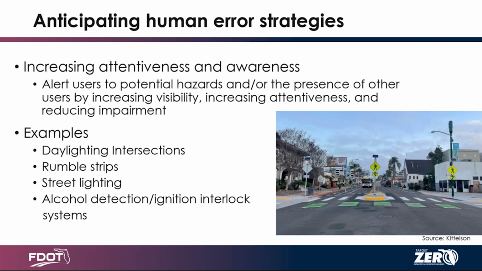So if you have on-street parking, if you have landscaping, daylighting intersections would be like putting in bulb outs to really define that intersection, so that as you're coming to it, you can see everything that is on the corners. If you have pedestrians or bicyclists standing there and waiting to cross or starting to cross, you're able to see everything much better. What are some other ways to increase attentiveness and awareness? Rumble strips, street lighting, alcohol detection, right? So helping users when they're already in a state of impairment be aware that they're not ready to drive.